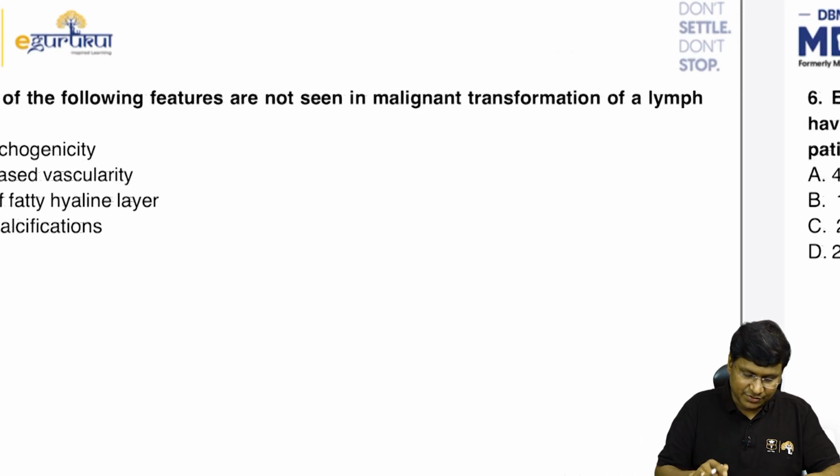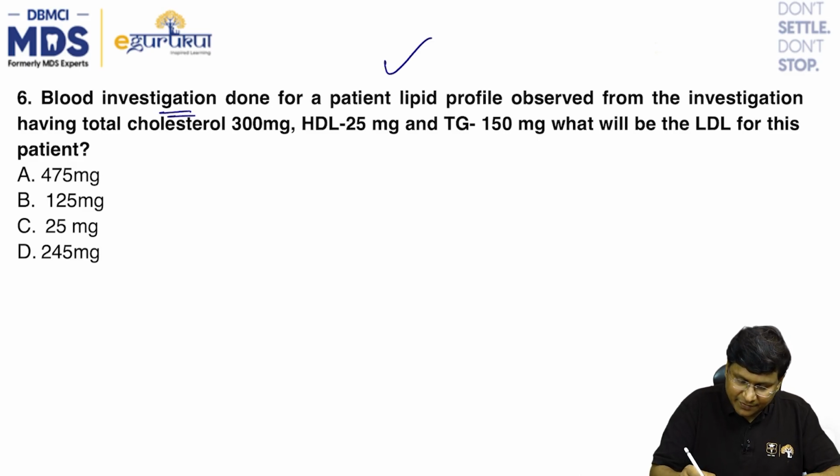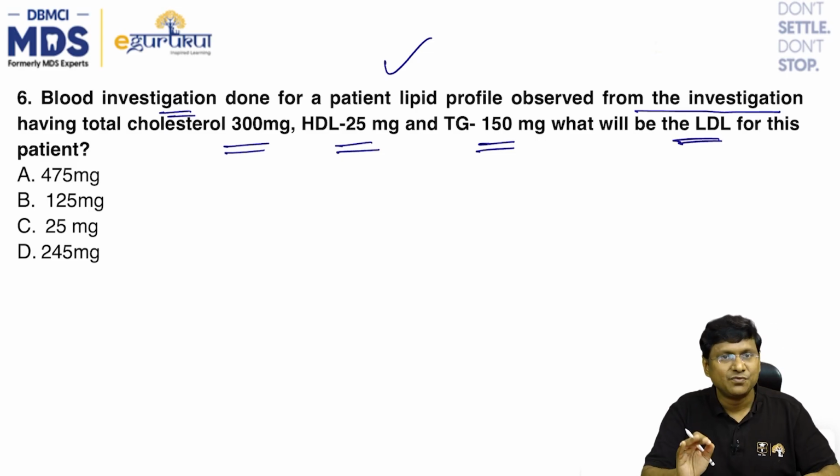All right. Next question. Blood investigation done for a patient's lipid profile shows total cholesterol 300 milligrams, HDL 25 milligrams, triglycerides 150 milligrams. What will be the LDL for this patient? 475 milligrams, 125 milligrams, 25 milligrams, 245 milligrams.